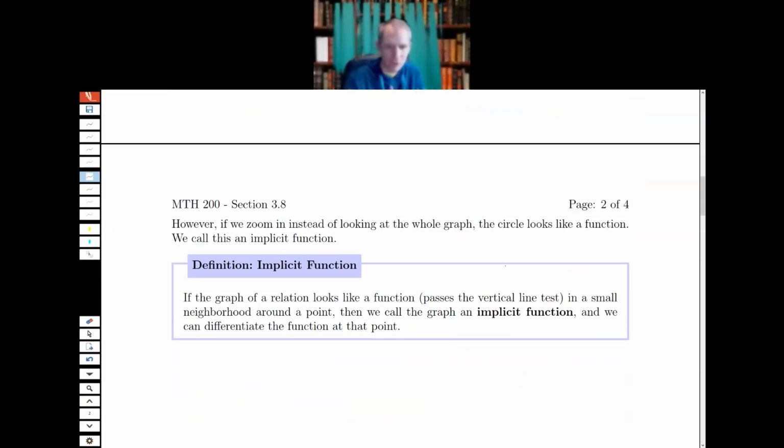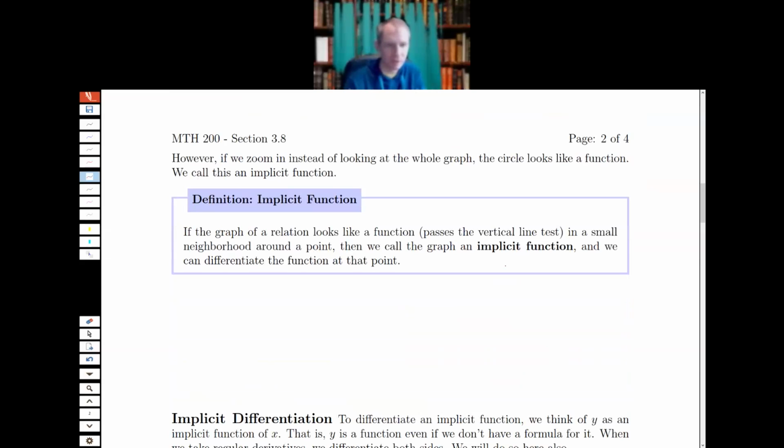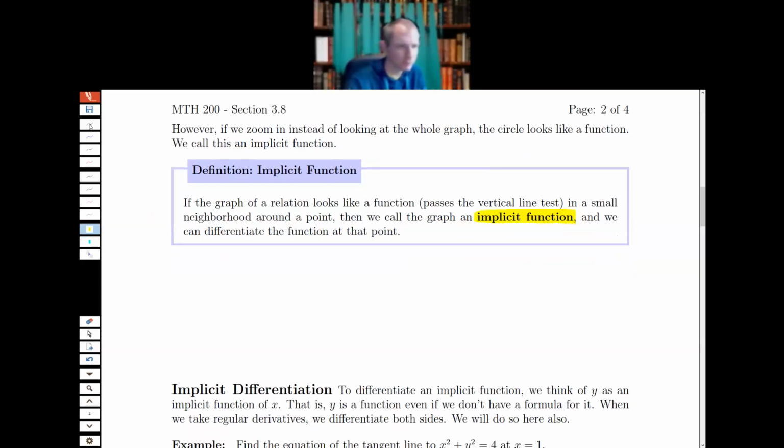All right. So that's what we do with implicit. That's what an implicit function is, right? So if the graph looks like a function, passes the vertical line test, in some small neighborhood around a point, like a zoomed in box, then we call the graph an implicit function. And then we can do all of our calculus at that point.